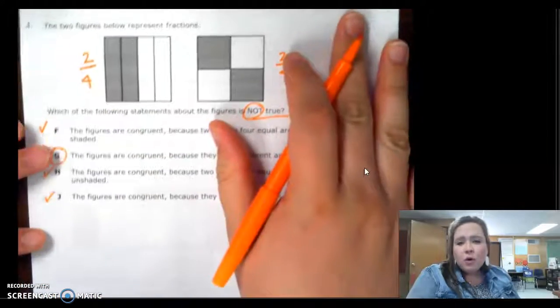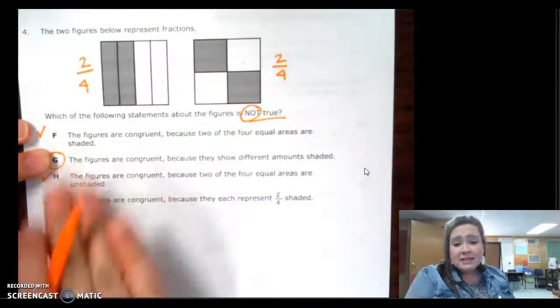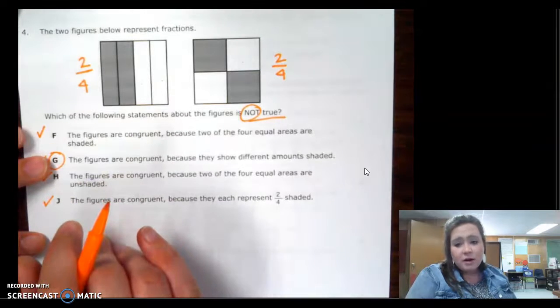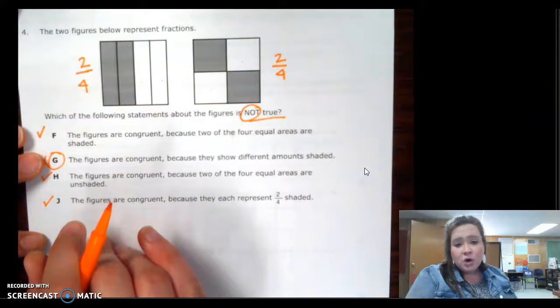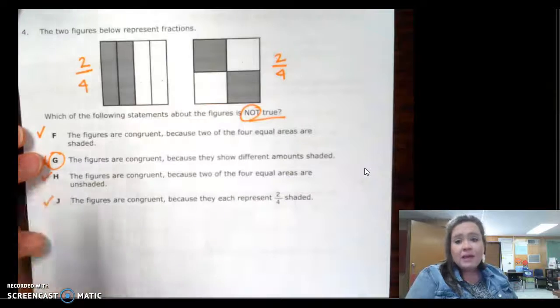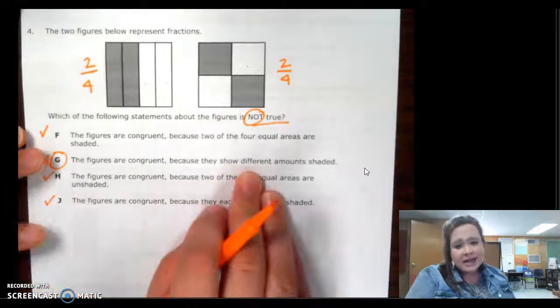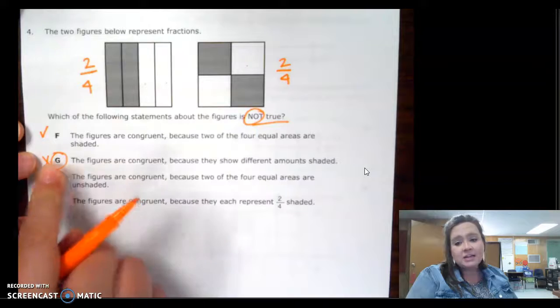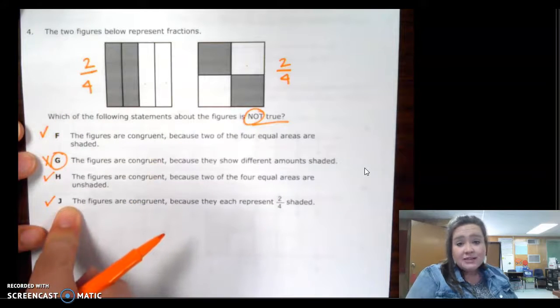It's really important that when you're dealing with a problem like this, these are a lot of words. Okay, there's a lot of reading that goes on in this problem. So it's really important that you stop and think about what the answer choice is asking you. Okay, first of all, you want the one that is not true, so you want the one with an X. All the others are going to have check marks because they are true.